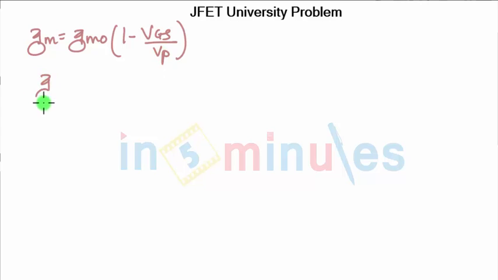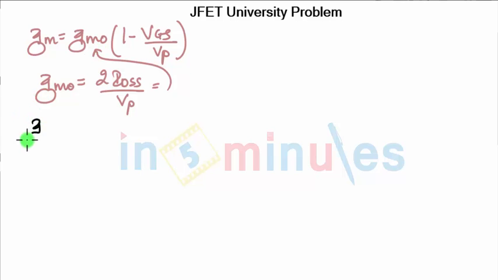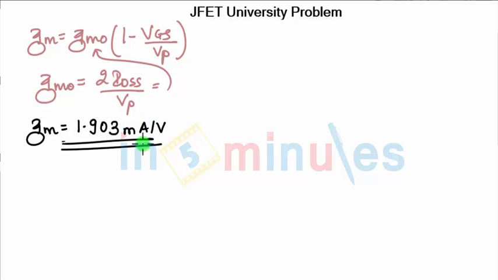From the value of VGS, you can find GM as GMO (1 minus VGS upon VP). GMO, you know, is twice IDSS upon VP. So that will give you the value of GMO. You can substitute over here, and finally the value of GM that you should get is 1.903 milliampere per volt. Now this GM we require in the AC analysis, so we are finding the value for GM.